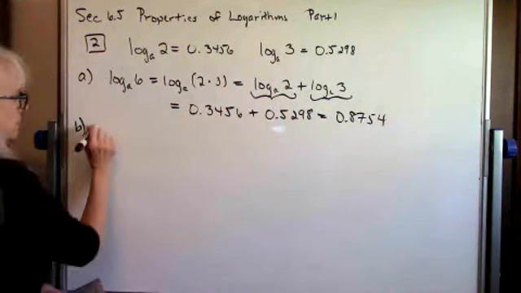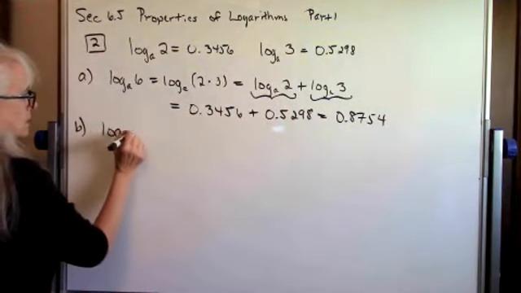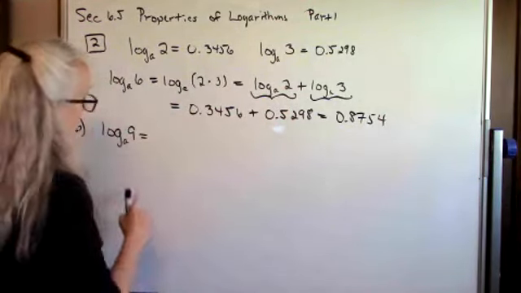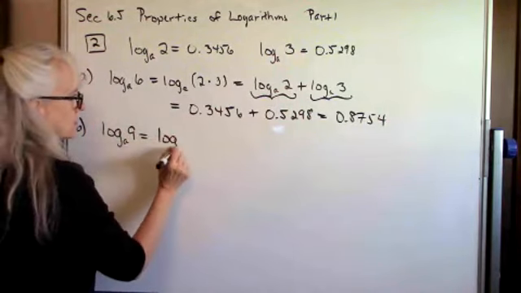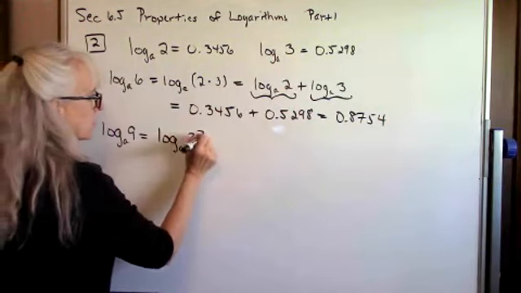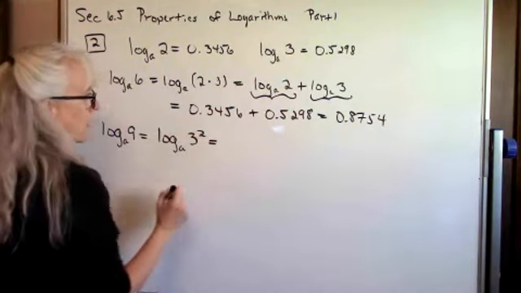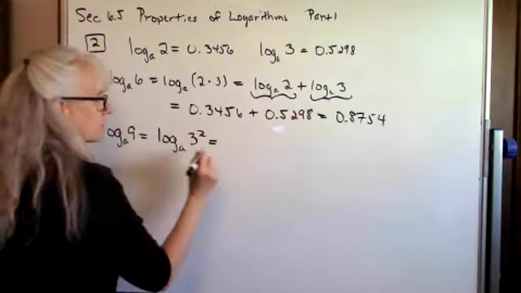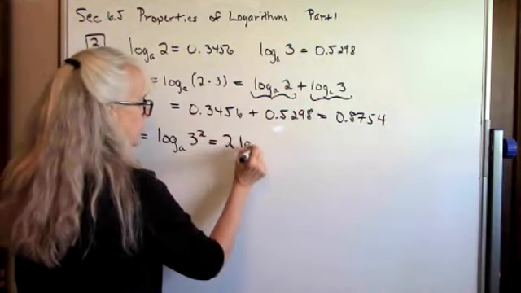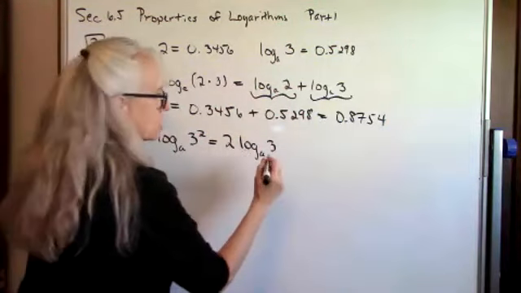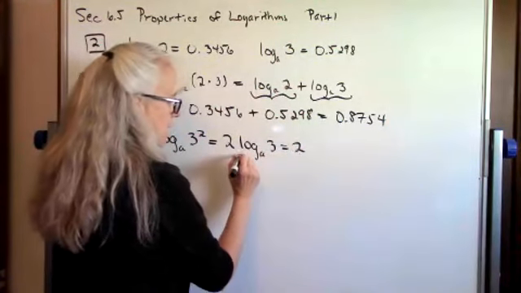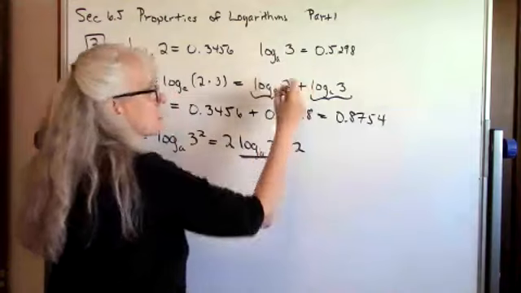Part B is asking me for the log base A of 9. Well, log base A of 9, you can treat this a couple of ways. We're going to recognize that 9 is 3 squared. Our power rule says we can move this 2 out in front. So I'm going to bring the 2 out in front. So I have 2 log base A of 3. And now that I just have log base A of 3, I can do the replacement.